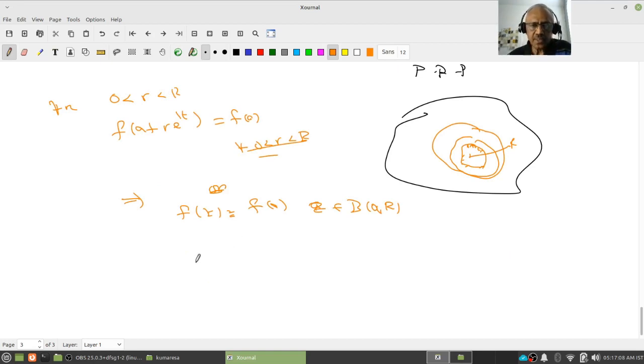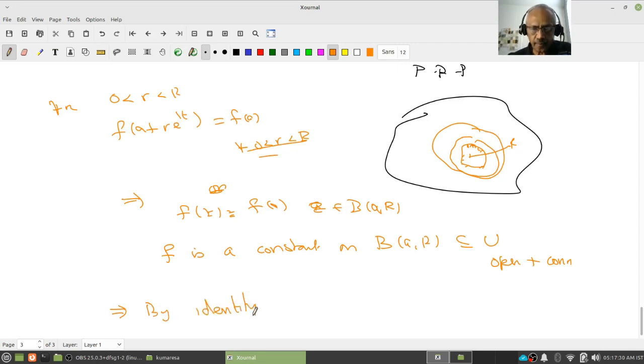Therefore what do you think I have proved? I have proved f is constant on the non-empty open set, the disk, which is contained in U, which is open connected. Therefore what do I conclude? By the identity theorem, f is constant, namely f of z is f of a for all z in U. Okay, so we proved the result.